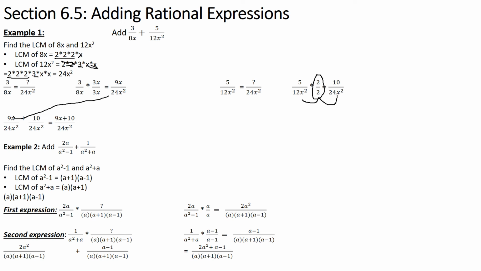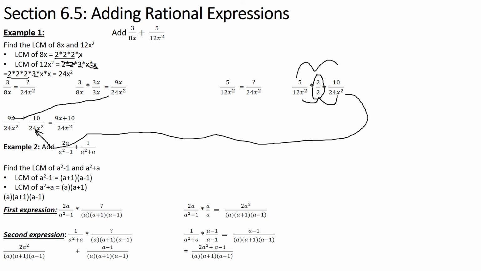12x squared times 2 is 24x squared. There's my same denominator. And 5 times 2 is 10. So the second expression is 10 over 24x squared. So my final answer is 9x plus 10 over 24x squared.